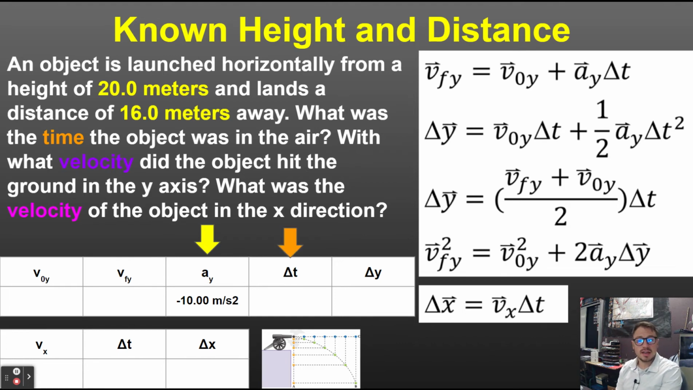So let's take a look at the time. You can't go wrong finding the time. That's the thing that links the x and the y together. So I know, same thing. The first part is just a drop projectile.